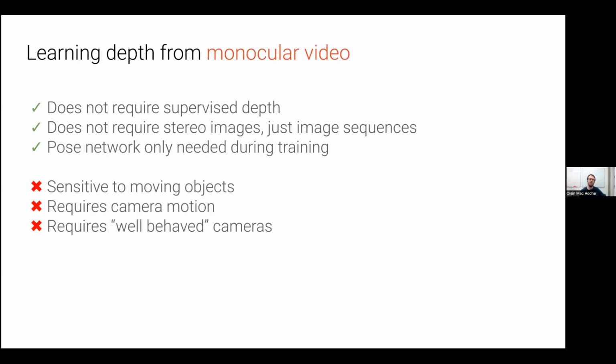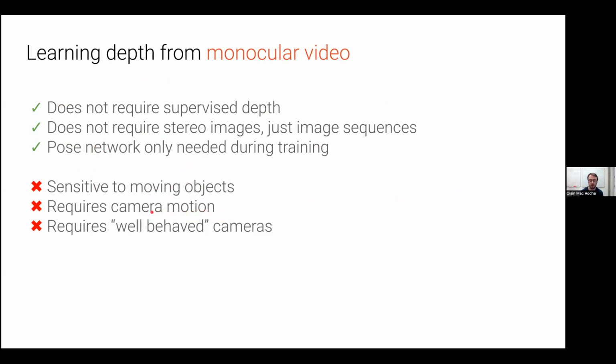Okay, great. So learning from monocular video. Good thing is it doesn't require supervised depth. It does not require stereo images, which is also great, just image sequences. We do have to have a pose network, but we only need it at training time. But it is more sensitive to moving objects, because we're making fundamental assumptions about the world, that the world is static, and obviously that isn't a particularly valid assumption in most settings.